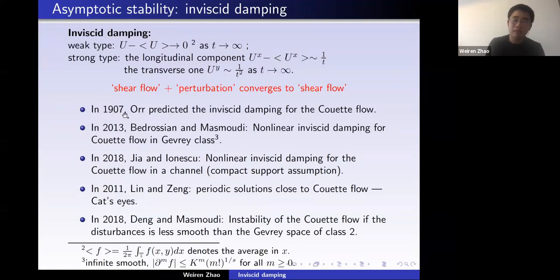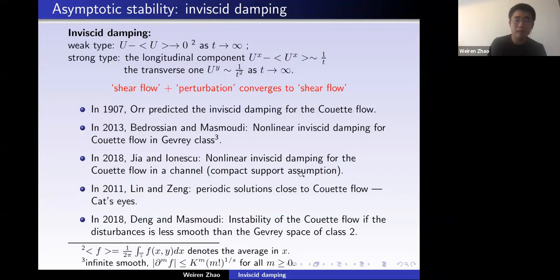In 1907, Orr predicted the inviscid damping for the Couette flow, the simplest case, U'(y) equal to 1. In 2013, Bedrossian and Masmoudi proved the nonlinear inviscid damping for the Couette flow in Gevrey space. Later, Ionescu and Jia proved the inviscid damping for the Couette flow in a finite channel. Of course, they assume that the perturbation has some compact support.